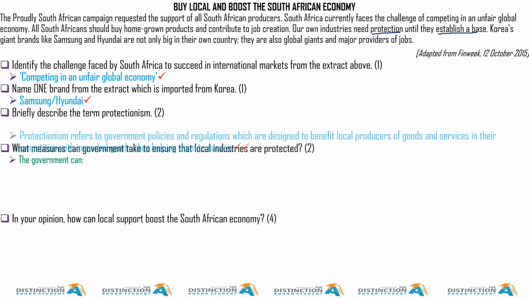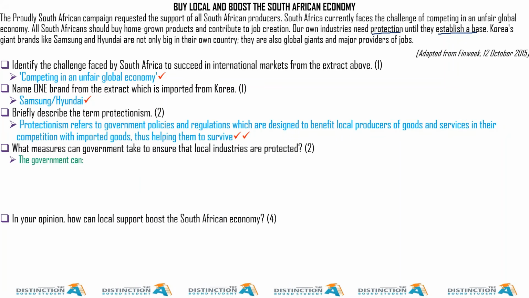Okay, it's self-explanatory. Protectionism refers to government policies and regulations which are designed to benefit local producers of goods and services in their competition with imported goods, thus helping them to survive. What measures can government take to ensure the local industries are protected? Okay. One, impose import quotas.